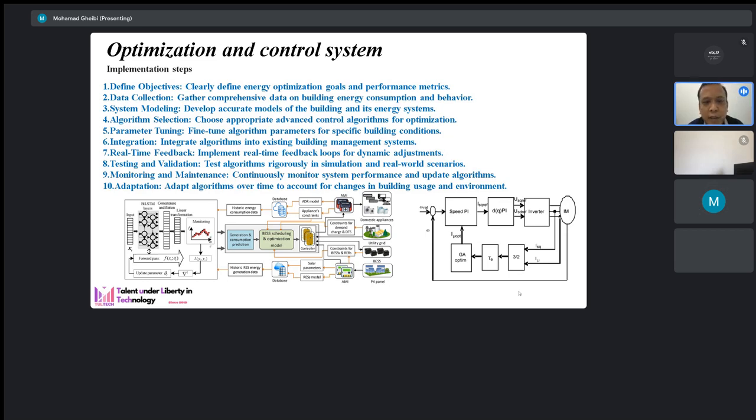Okay, this outlines the necessary steps for optimizing energy usage in buildings, including clearly defining energy optimization goals and performance metrics, gathering comprehensive data on energy consumption and building behavior, developing accurate models of the building and its energy system, selecting appropriate advanced control algorithms for optimization, fine-tuning algorithm parameters for specific building conditions, integrating algorithms into the existing building management system, implementing real-time feedback loops and dynamic adjustment, and finally adapting algorithms over time to accommodate changing building usage and environment. Next slide, slide 5.